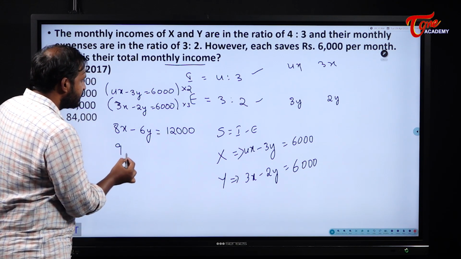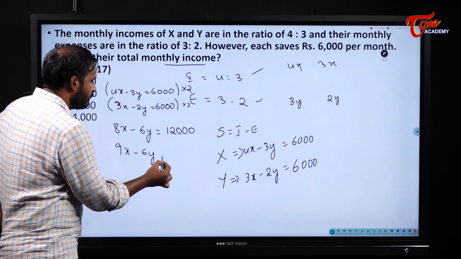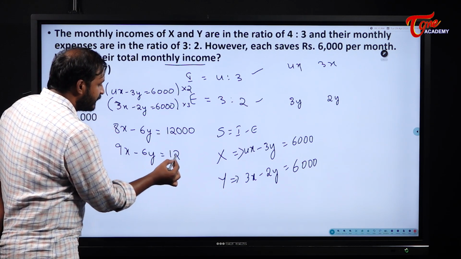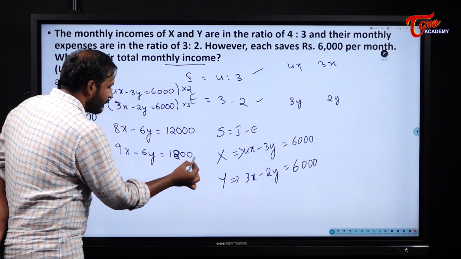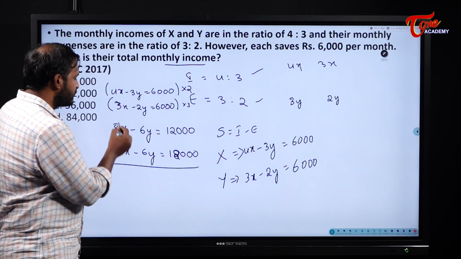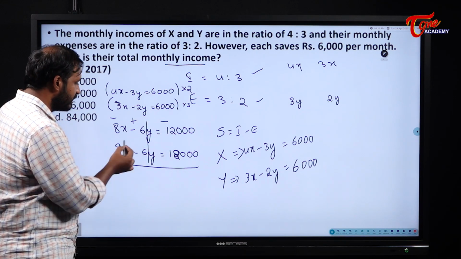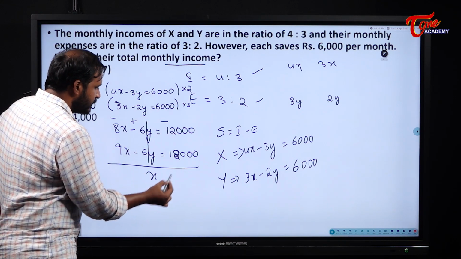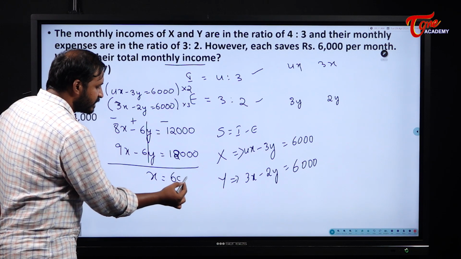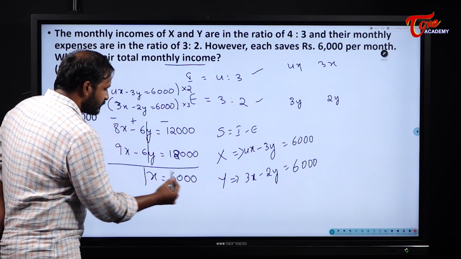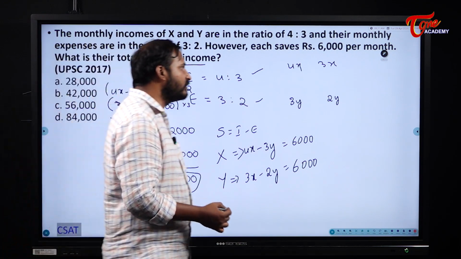Next, 9x minus 6y is equal to 18,000. Now I will subtract this one from this one. Okay, plus 6y minus 6y, 9x minus 8x, x. So 18,000 minus 12,000, 6,000. So x value is what for me here? 6,000.